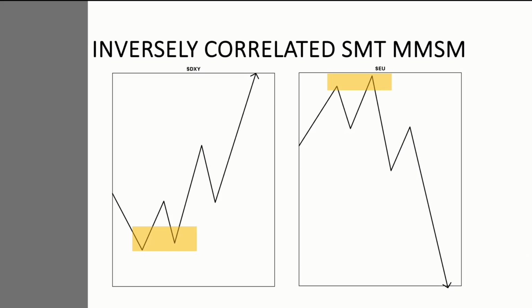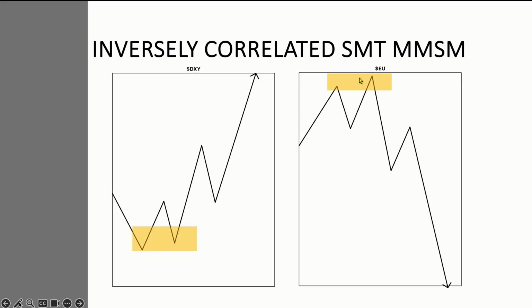If we take a look at inversely correlated markets, their SMT within a market maker sell model, so a sell model occurring on the EU, we can see the following. We can see that Dixie trades lower into a point of interest during a time of interest, and a higher low gets formed. Whilst this is occurring, Euro trades into its respective point of interest during a time of interest, and a higher high gets formed.